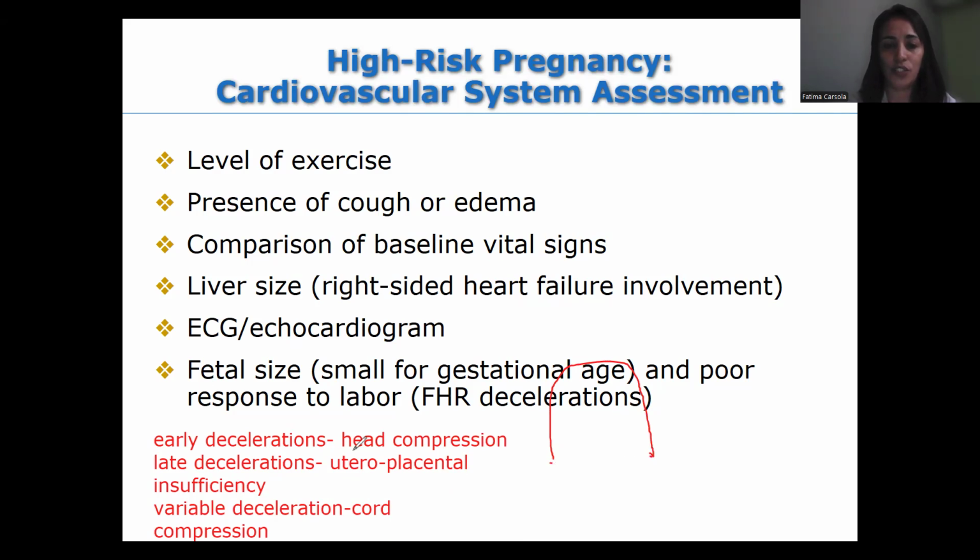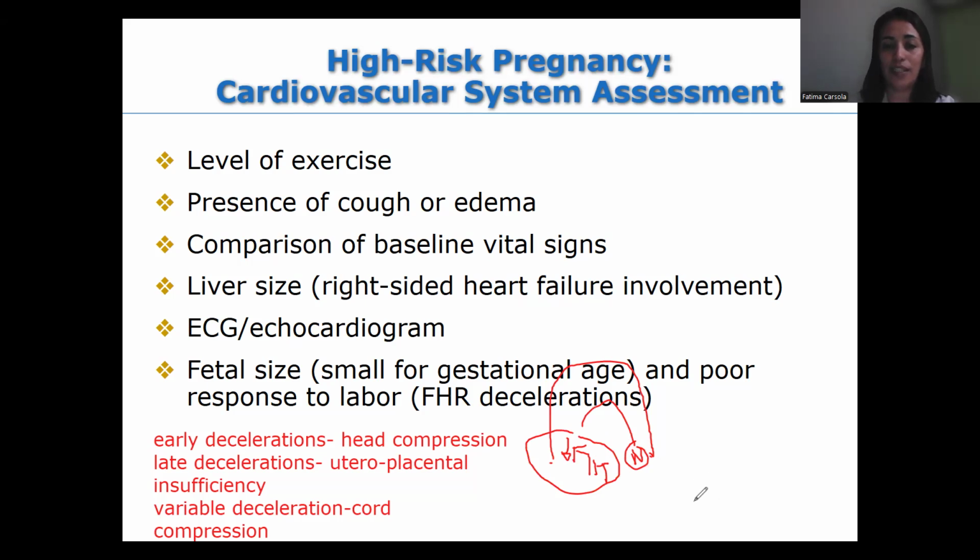In early decelerations, when the uterus begins to contract, there is a decreased FHT at the start of the contraction, and then at the end of the contraction, it normalizes. So, ibig sabihin, it means that during contractions, the head of the baby might be compressed. So that is why there is what we call early deceleration at the start of the contraction.